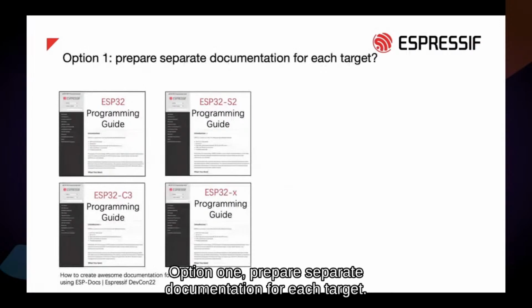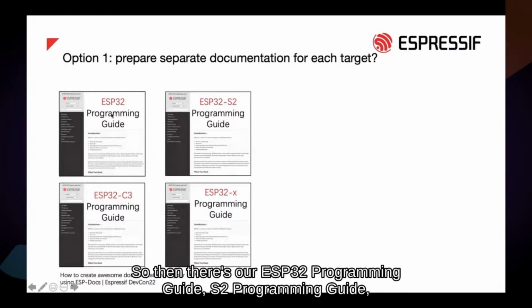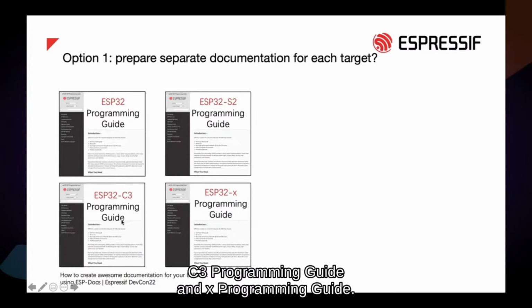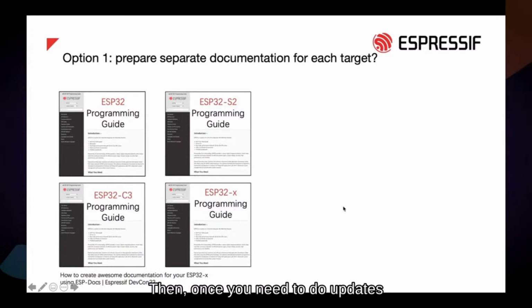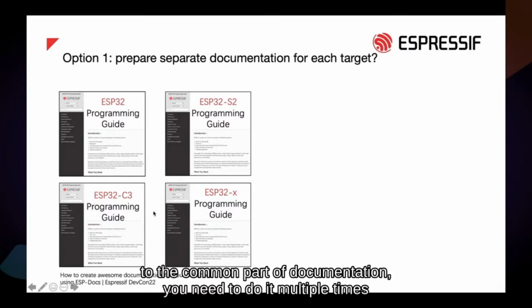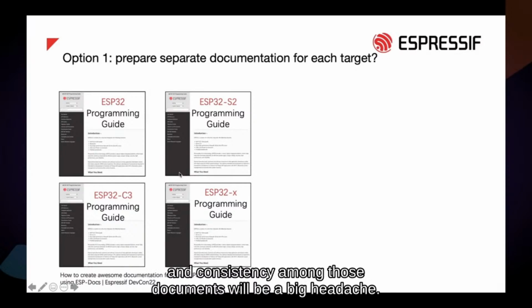Option 1, prepare separate documentation for each target. So then there's an ESP32 programming guide, an ESP-other programming guide, and an X programming guide. Then once you need to do updates to the common part of documentation, you need to do it multiple times. And consistency among those documents will be a big headache.